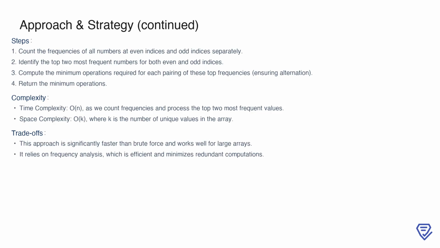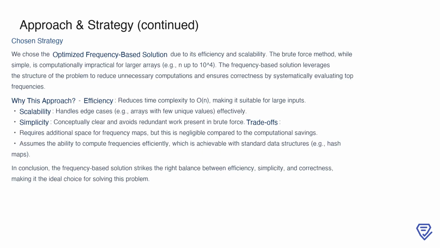This approach is highly efficient, with a time complexity of O(n), since we only need to iterate through the array a few times to count frequencies and process the top values. The space complexity is O(k), where k represents the number of unique values in the array, as we store the frequency counts. This method is not only faster than brute force but also avoids redundant computations, making it well suited for large arrays. While it does require additional space to store the frequency maps, this cost is negligible compared to the computational savings. After analyzing both approaches, we chose the optimized frequency-based solution for its efficiency and scalability.